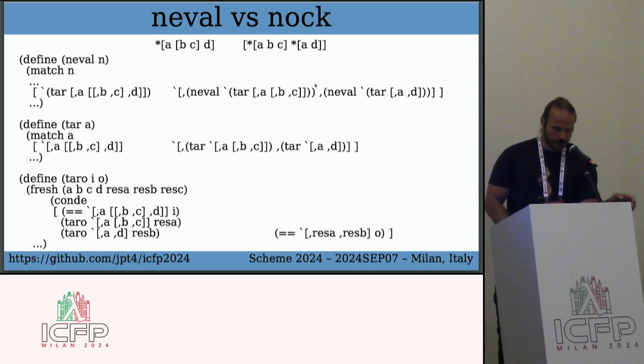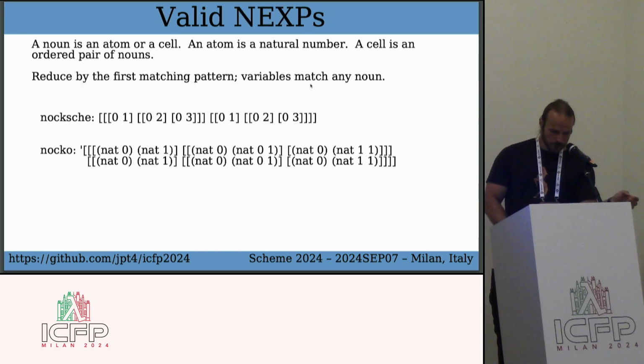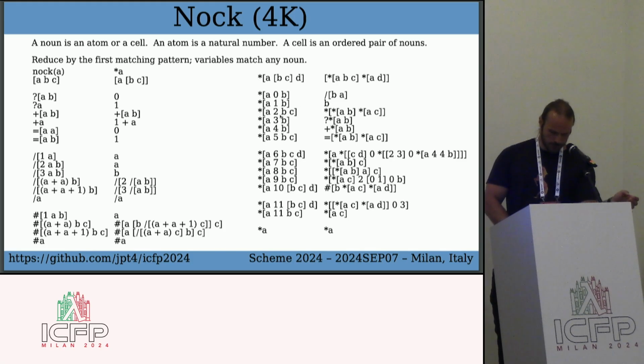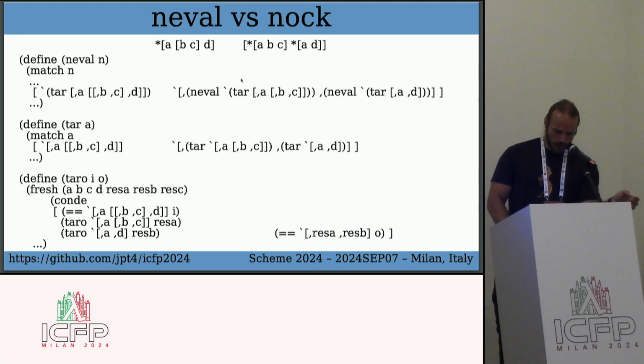Which you can then see in the first line here, that we essentially do a term rewriting from star of A, B, C, D to neval of star AD, which is the first star pattern. But you can eliminate the explicit calls to neval if you instead have tar, which is the shortened version of star, as a function directly.